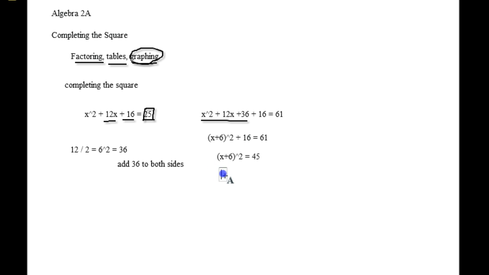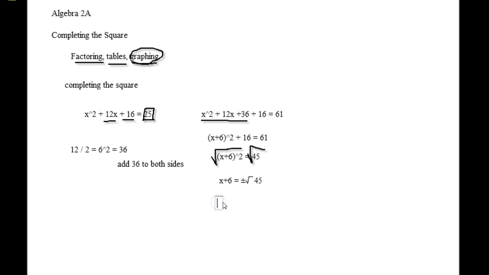Then I take the square root of both sides. Now I do have to account for both a positive and negative number. So x plus 6 equals plus or minus the square root of 45.